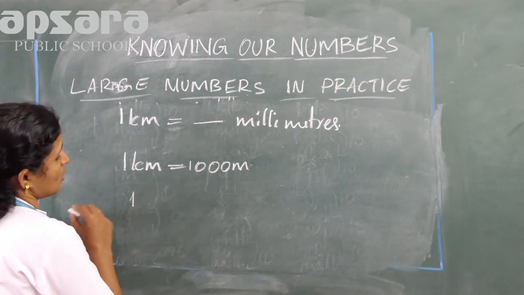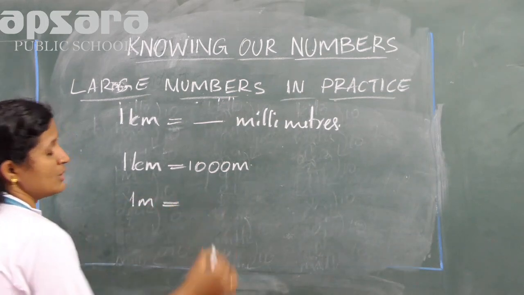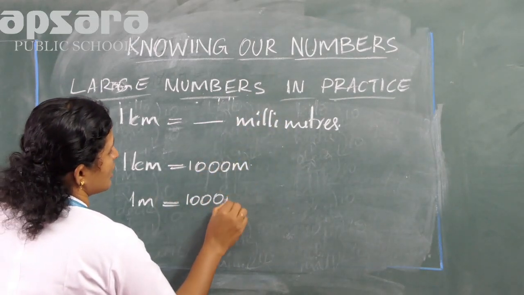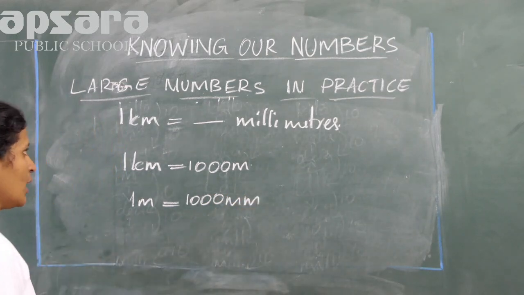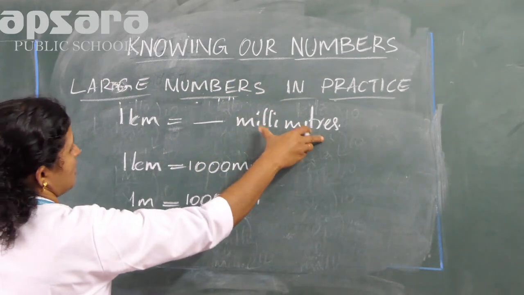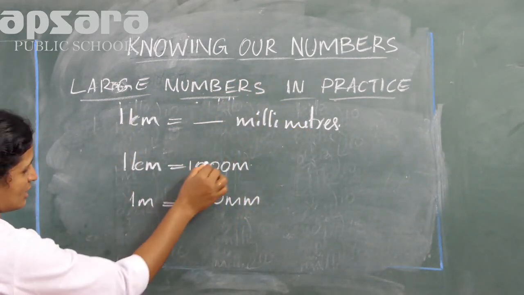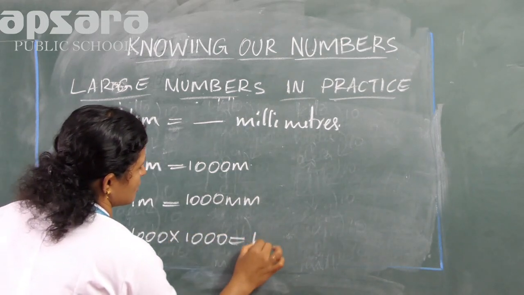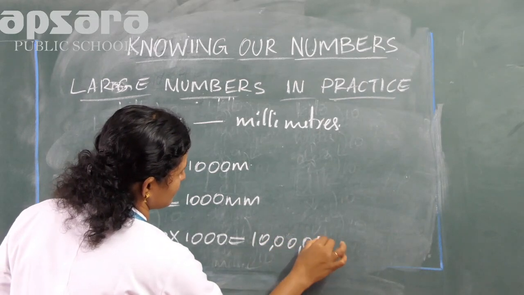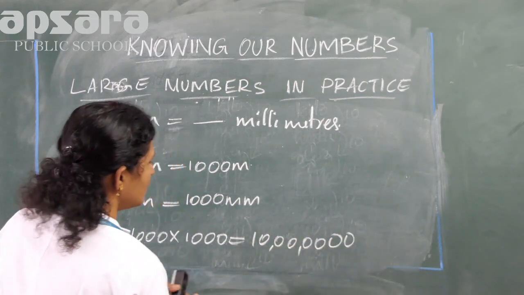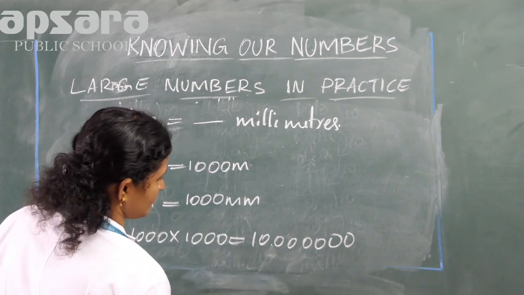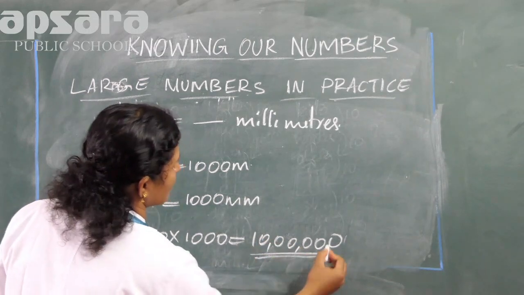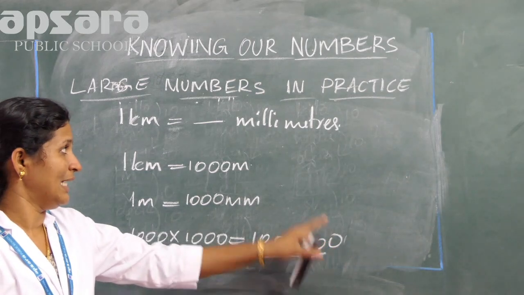Now 1 meter is equal to how many millimeters? 1 meter is equal to again 3 steps, right? 1 meter is equal to 1000 millimeters. Okay. Now 1 kilometer is equal to how many millimeters? That is our question, right? That is 1000 into 1000, 10 lakh millimeters.